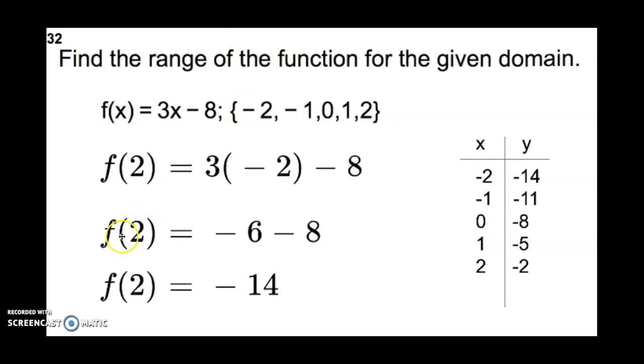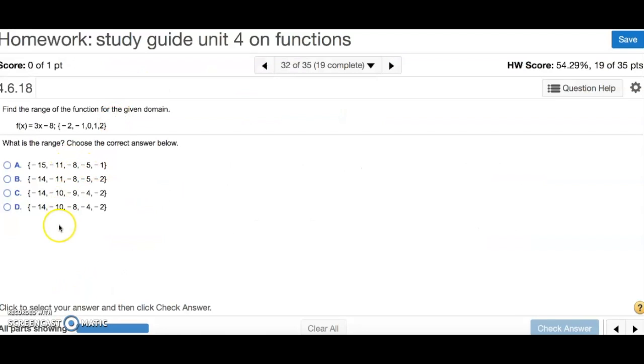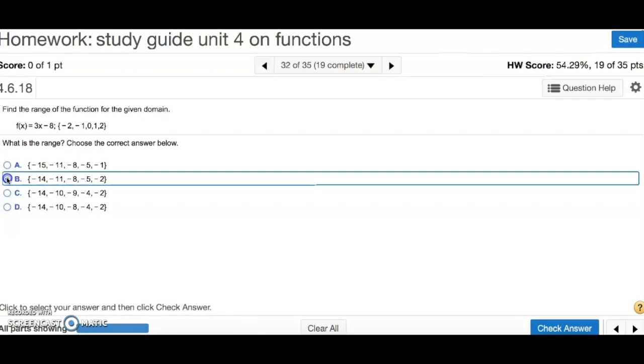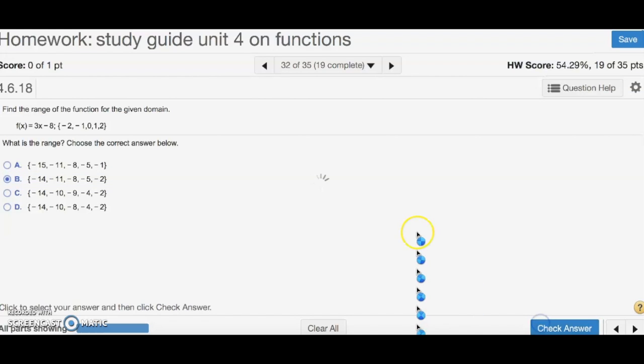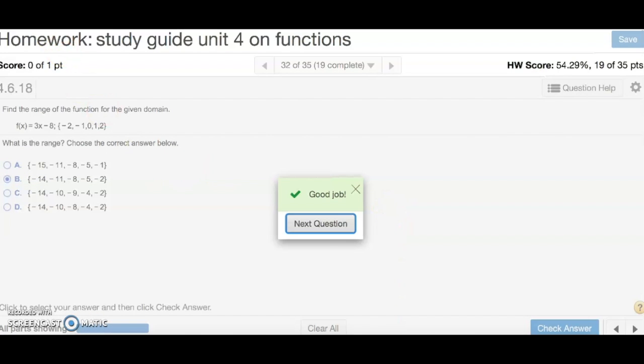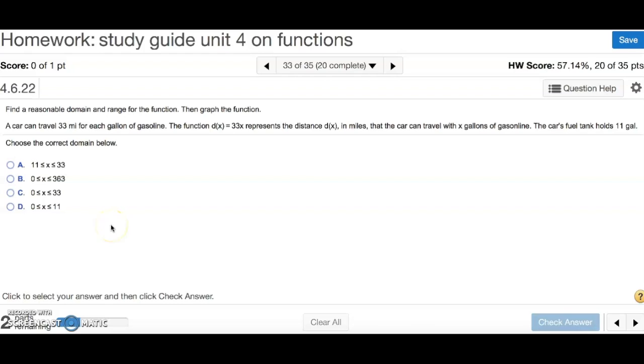So let's choose our answer that includes them. Looking at our choices, our answer is going to be B. That's number 32.